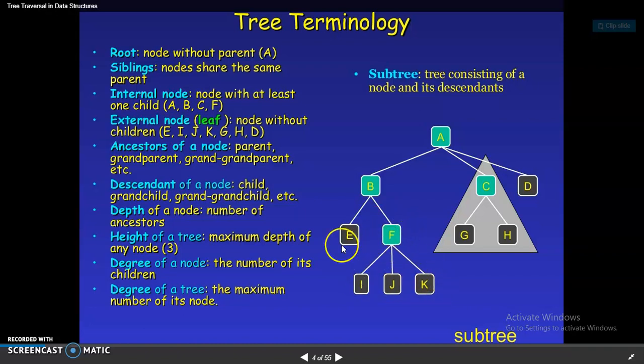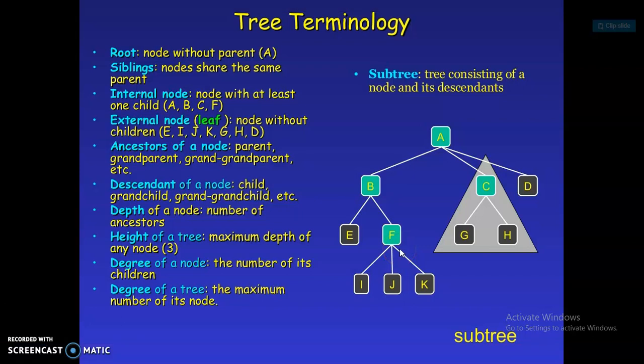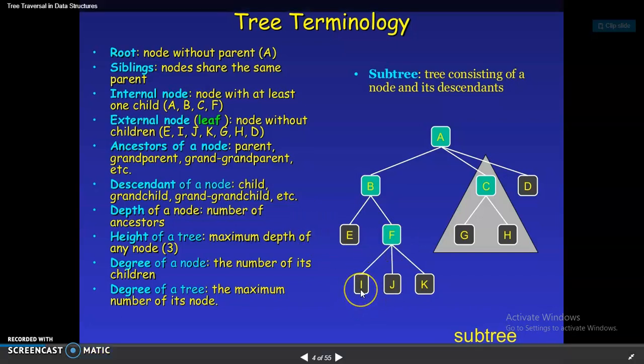Next, depth of a node. Depth of a node is the number of ancestors of the node. For example, if you are asked the depth of a particular node, we can count the number of ancestors. For node I, the ancestors are F, B, A. So I's depth is 3.